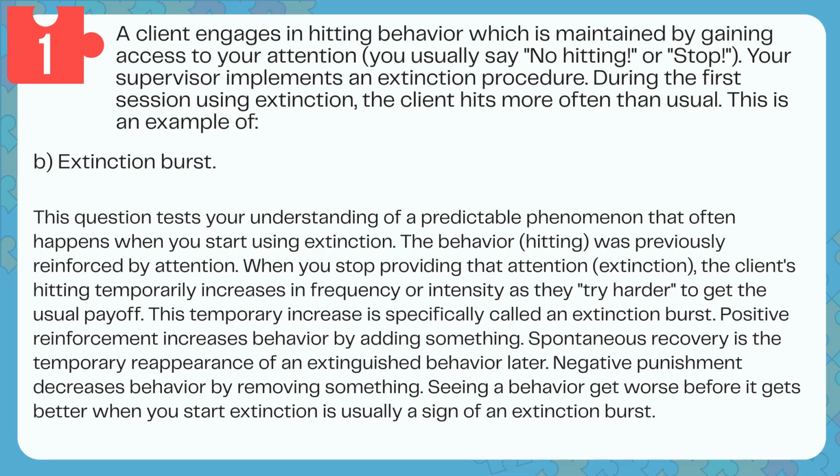Positive reinforcement increases behavior by adding something. Spontaneous recovery is the temporary reappearance of an extinguished behavior later. Negative punishment decreases behavior by removing something. Seeing a behavior get worse before it gets better when you start extinction is usually a sign of an extinction burst.